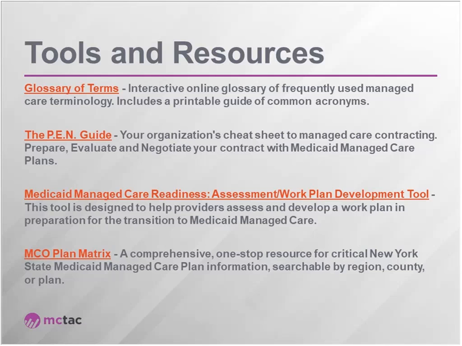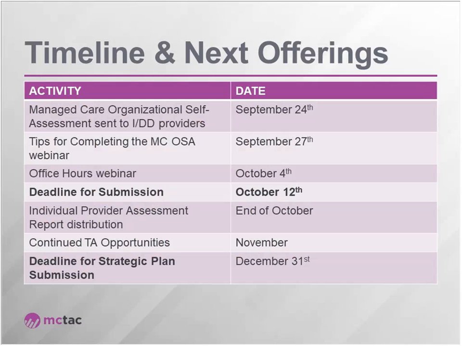We also have a couple other resource guides here, including the PEN guide, which stands for Prepare, Evaluate, and Negotiate. This guide is really just to give you a look into some of the steps that you can take when you begin to think about building a relationship with managed care plans. And then some of these other tools as well are for a bit later on in the process, but we feel that it is helpful just to get a sense of where we're going with the transition.